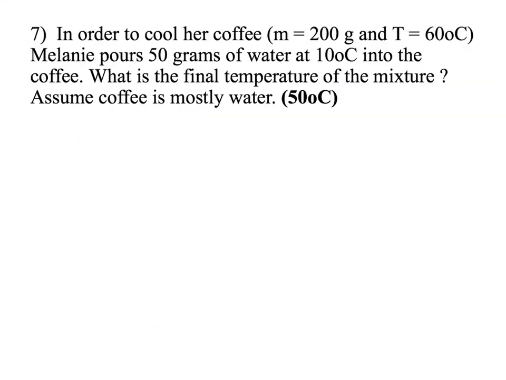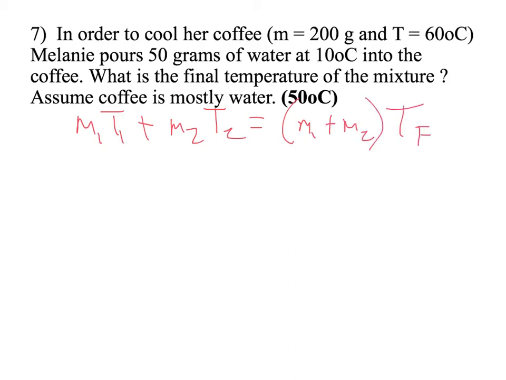Our next page, in order to cool our coffee, which is a mass of 200 grams and a temperature of 60 degrees Celsius, Melanie pours 50 grams of water at 10 degrees Celsius into the coffee. What is the final temperature of the mixture? Again, this is just a weighted average. Pretty simple to solve. M1 T1 plus M2 T2 is equal to M1 plus M2 times T3 or T final.